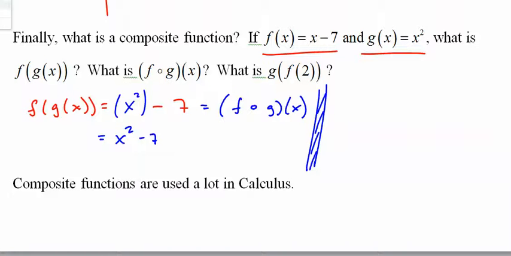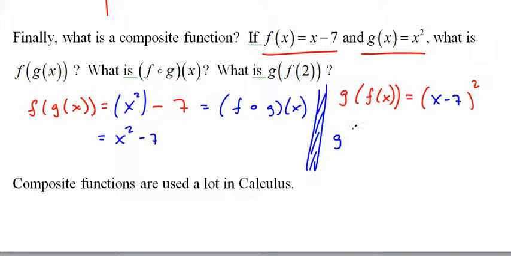Just for practice, I'm going to do this as a function. What's g of f of x? And we take f of x and stuff it in for g. So g is something squared. And f of x is x minus 7. So g of f of x equals x squared minus 14x plus 49.